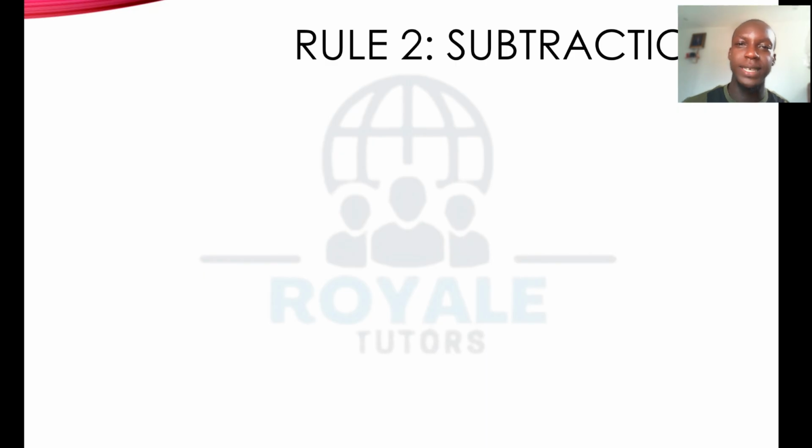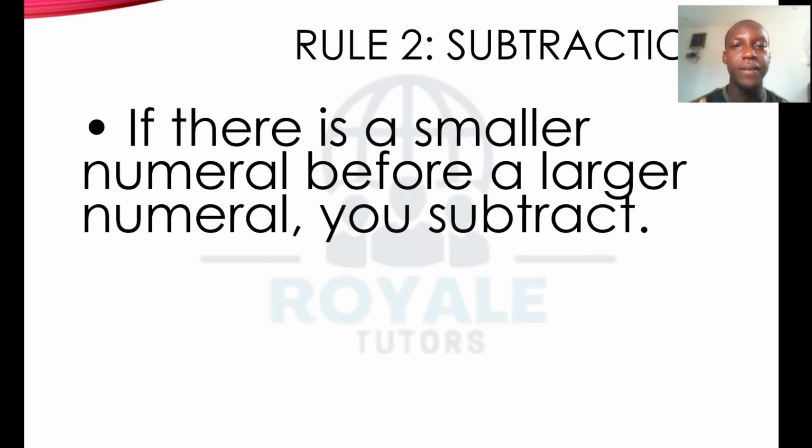For the next rule on the next slide, we have what we call subtraction. And what does that rule say about subtraction? Don't forget the first rule. You cannot use a numeral more than 3 times. It can only be used up to 3 times. Now, subtraction. If there is a smaller numeral before a larger numeral, what do we do? We subtract. You subtract, I subtract, anyone in the Roman numeral system does what? Subtract, whenever we have a smaller numeral before a bigger numeral.